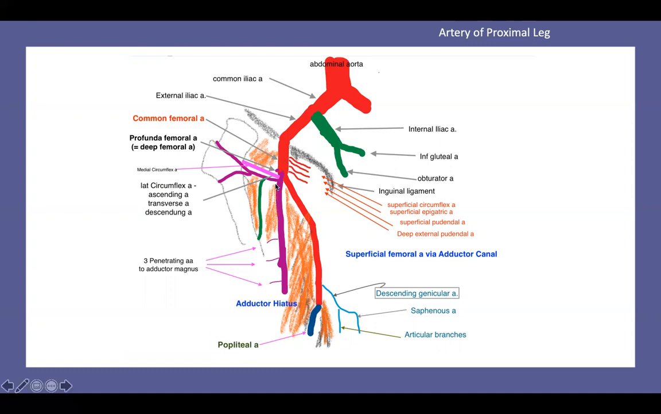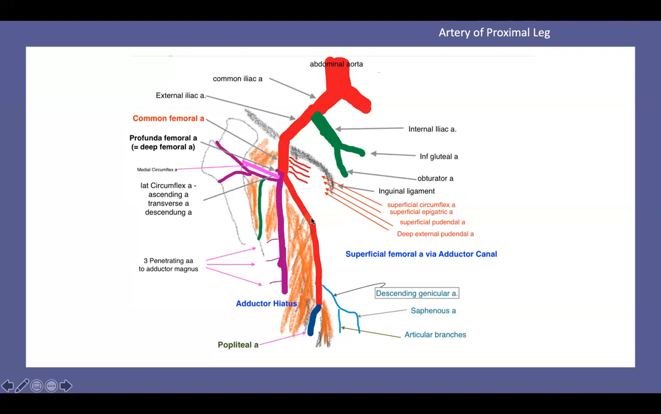The deep femoral artery gives the medial circumflex artery to the femoral head, and the lateral circumflex artery, which splits in 3: ascending, transverse, and descending. And then the deep femoral artery keeps going down to the knee area, but when it goes down, it gives 3 penetrating arteries to the adductor magnus. It supplies the adductor magnus.